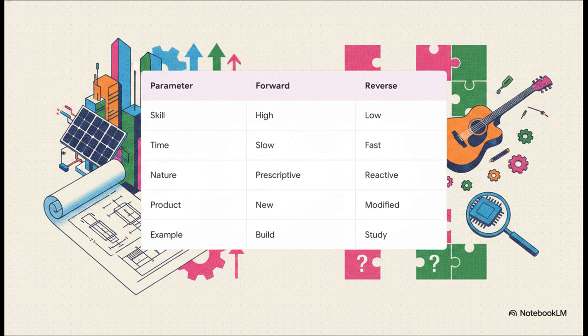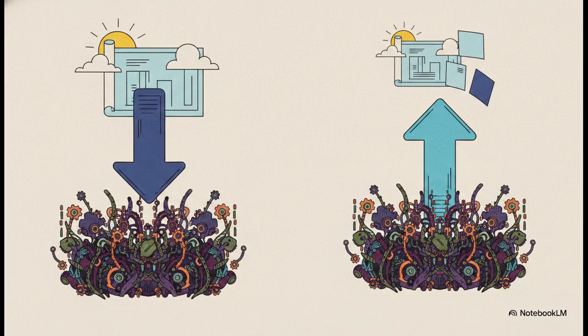Reverse engineering, on the flip side, is like taking apart a musical instrument to study how it makes sound. Forward engineering is all about anticipating the future. You are prescribing a totally new reality. Reverse engineering is reactive. You are adapting to and documenting a reality that is already sitting right in front of you. So it really is a showdown of directions.